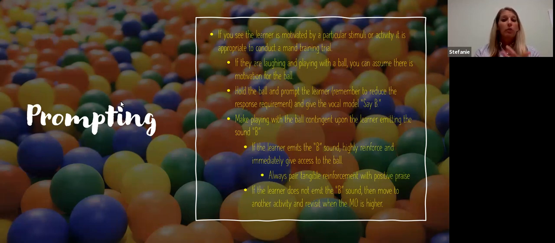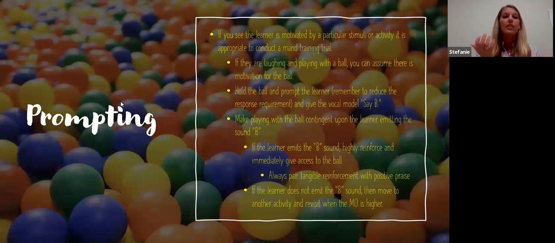So if they're laughing and playing with a ball, you can assume that there's motivation for the ball. We can hold the ball and prompt the learner, remembering to reduce the response requirement initially. We give the vocal model, say "buh," and then make playing with the ball contingent upon the learner emitting this "buh" sound. If the learner emits the "buh" sound, we highly reinforce and immediately give access to the ball. "Good job saying ball, you did it."